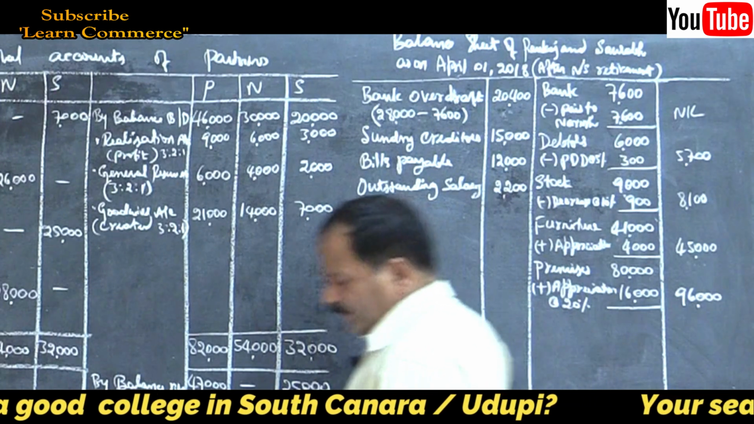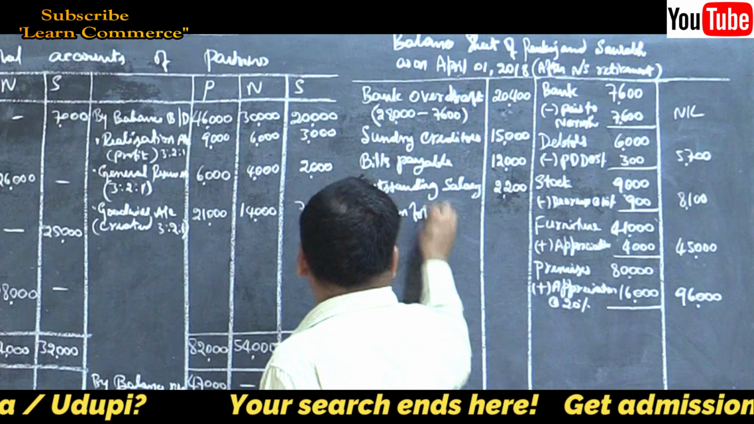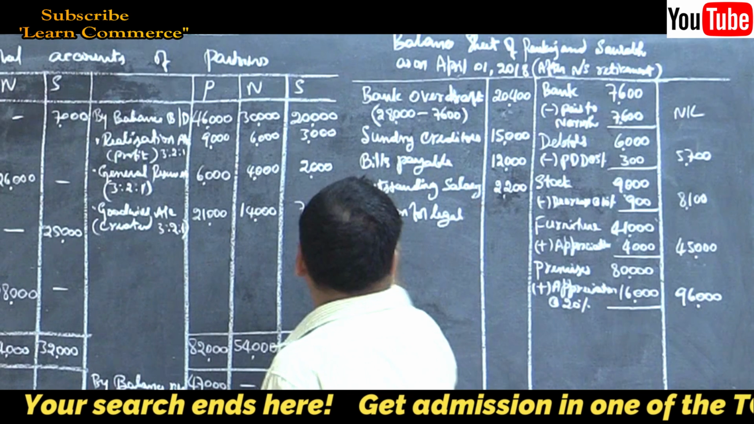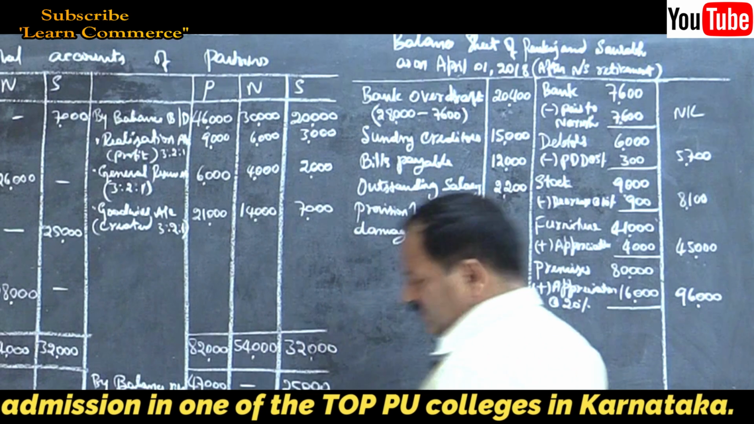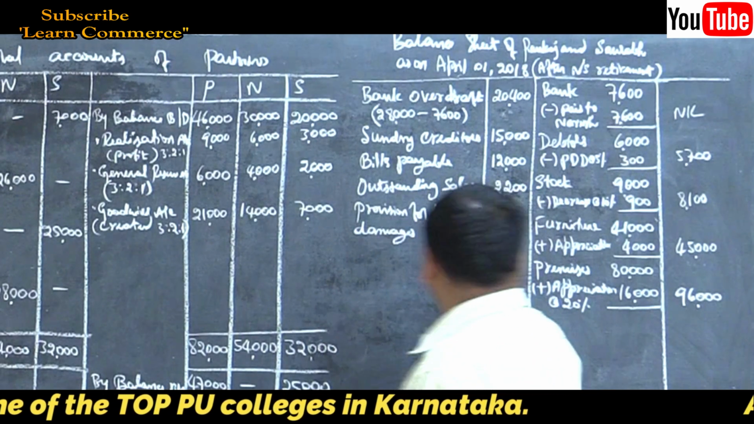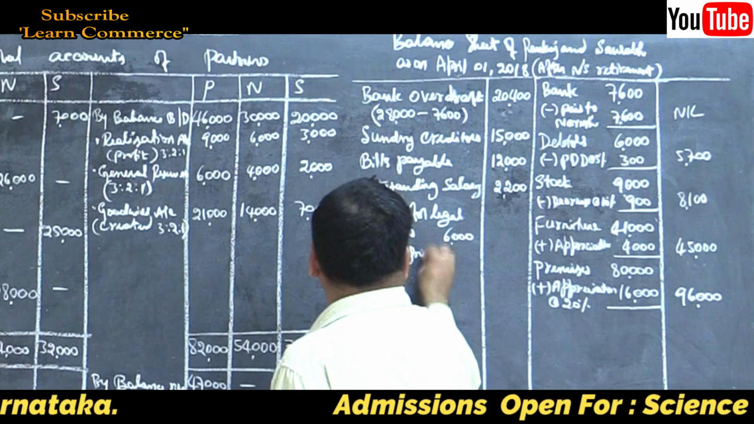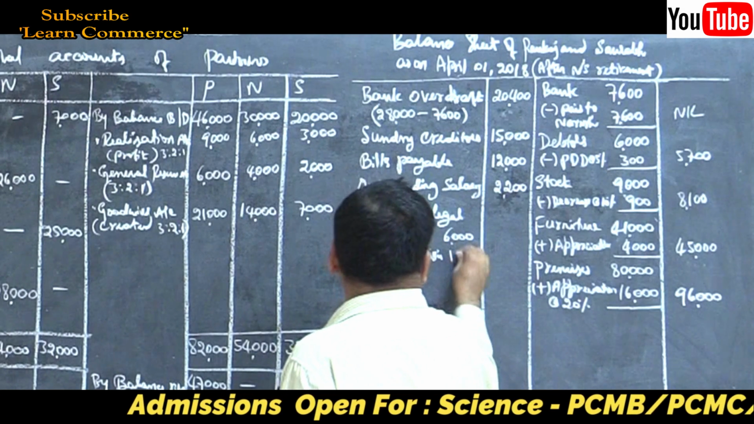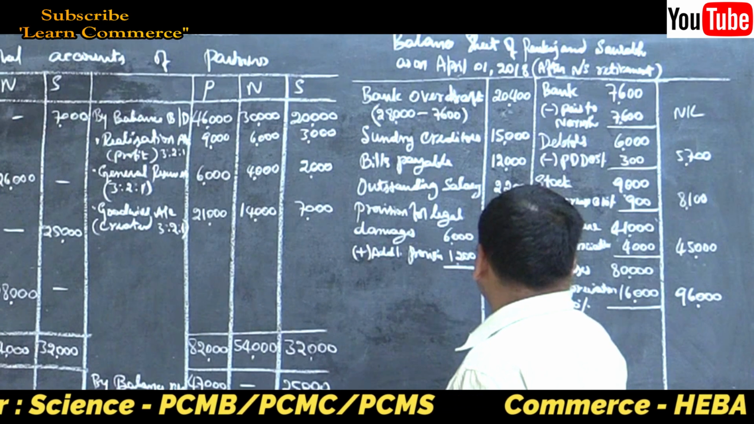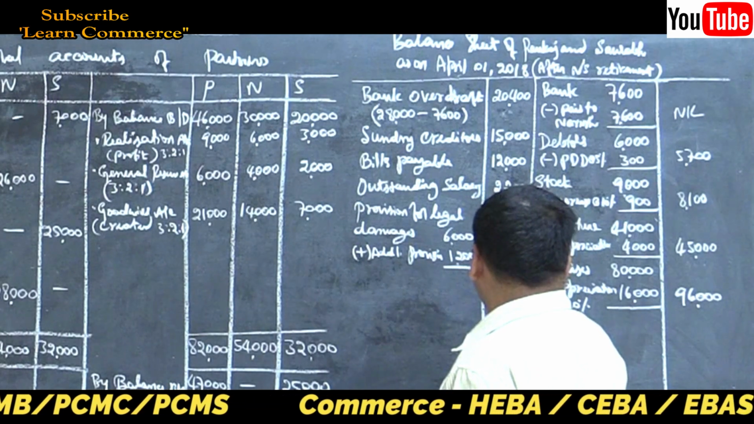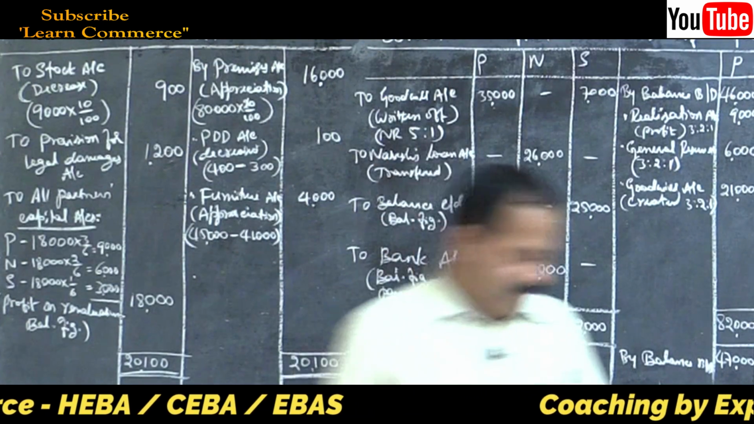Then provision for legal damages. See, there is a change. It is increased. Earlier value was 6,000. Add additional provision, right? Additional provision, how much? 1,200 they told, right? So total legal damages provision is 7,200.